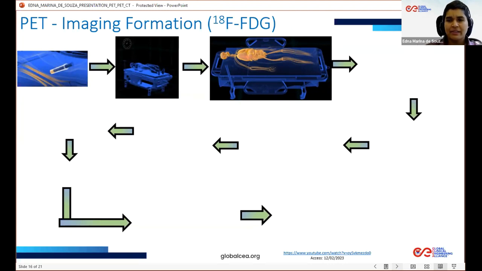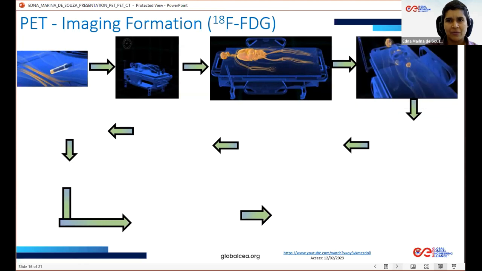This time is the biodistribution time of the radiotracer, when this accumulates in the body tissues with a high energy demand, a high glucose demand, which occurs especially in tumors, right?